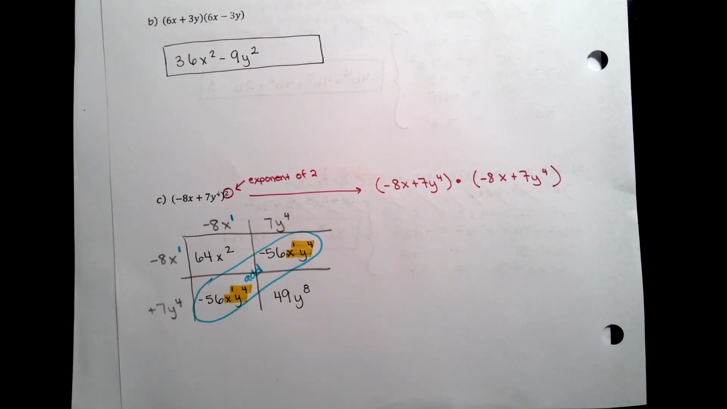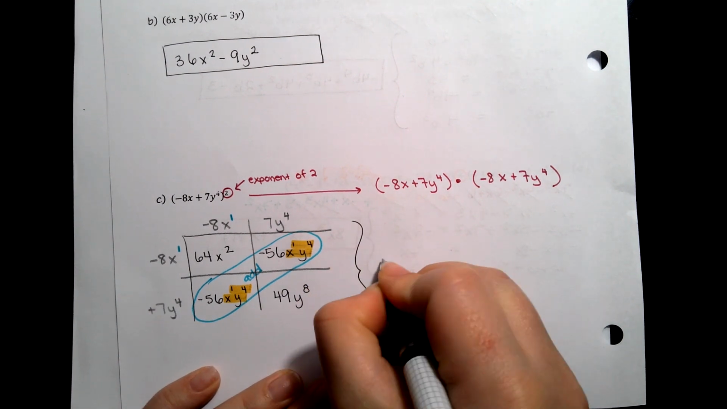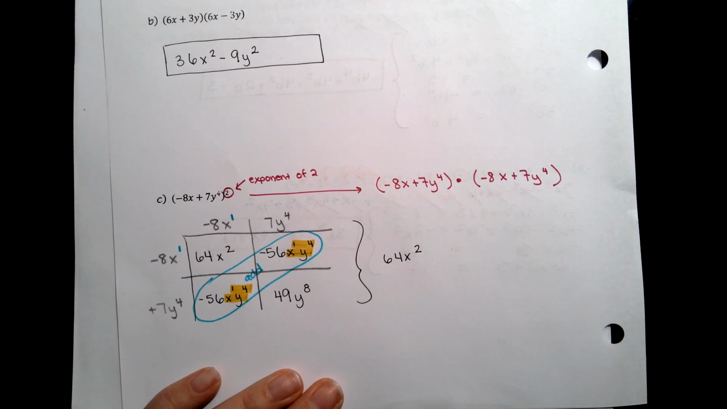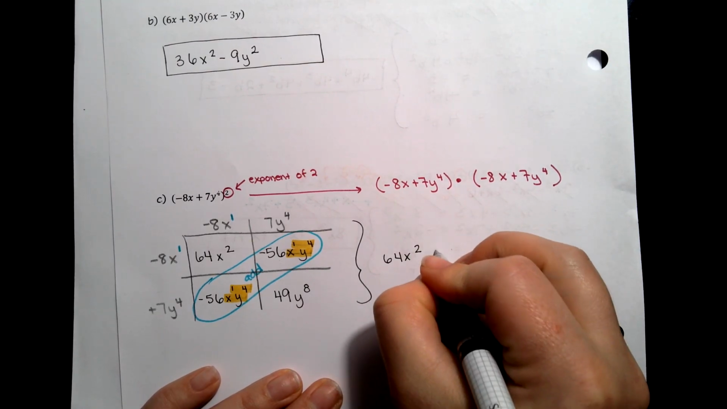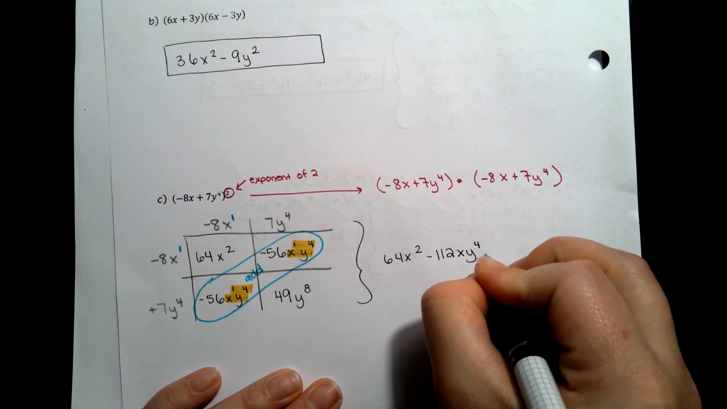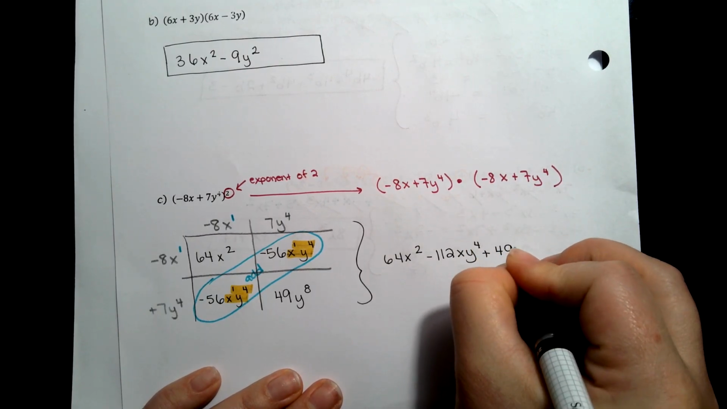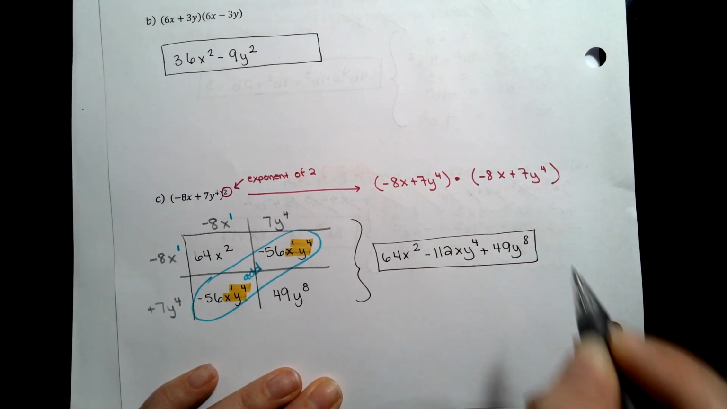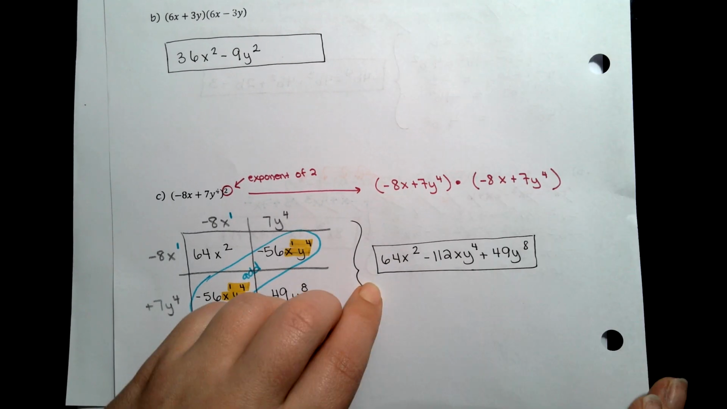So for our answer, we got 64x squared, negative 56 minus 56, or you can add, is negative 112, x to the first power, y to the fourth power, plus 49, y to the eighth power. Okay, moving on to the next one.